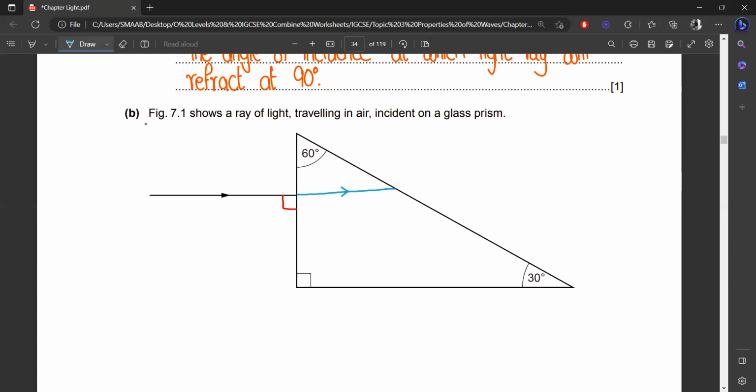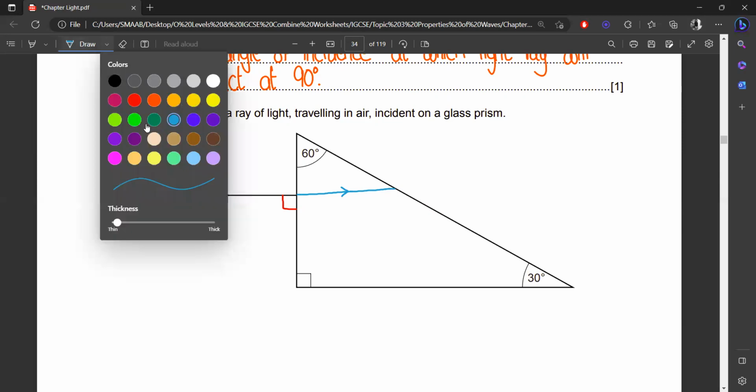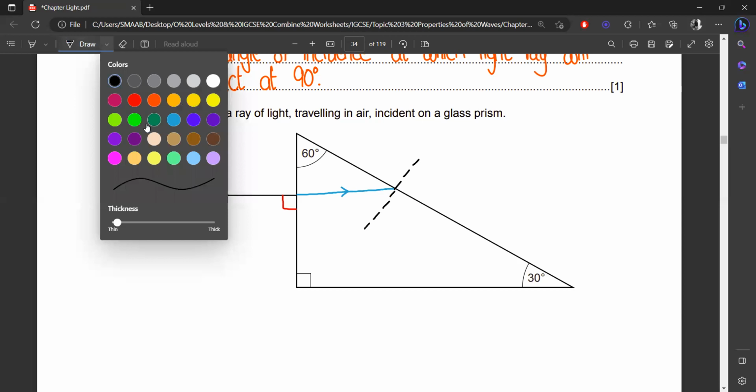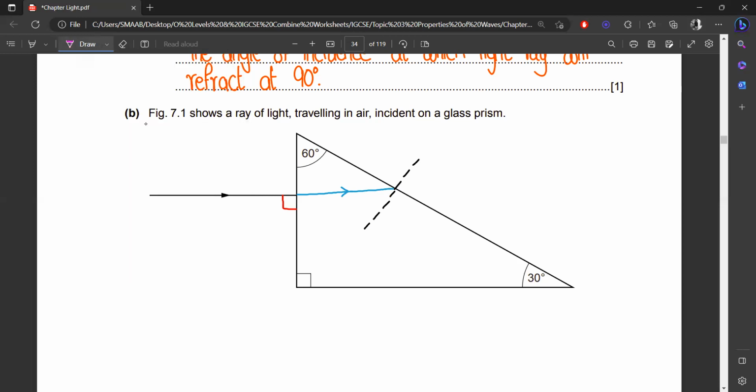And what about the next process? It will bend away from the normal. Okay. So now we have to draw. So this is our normal line, and we already know the critical angle. So the critical angle is equal to 42. So if this angle is greater than 42, the light will completely reflect into the prism, right?